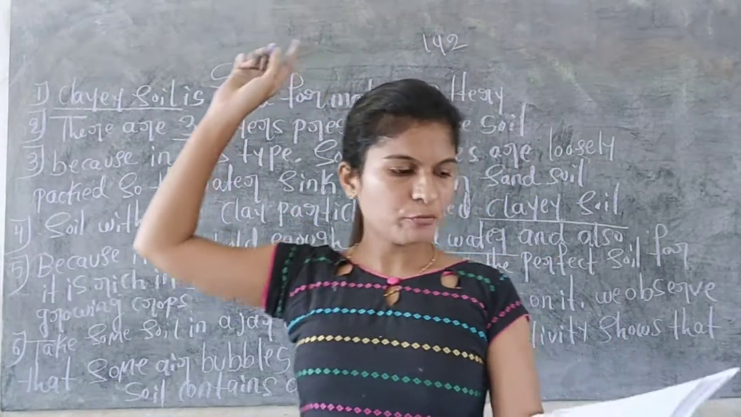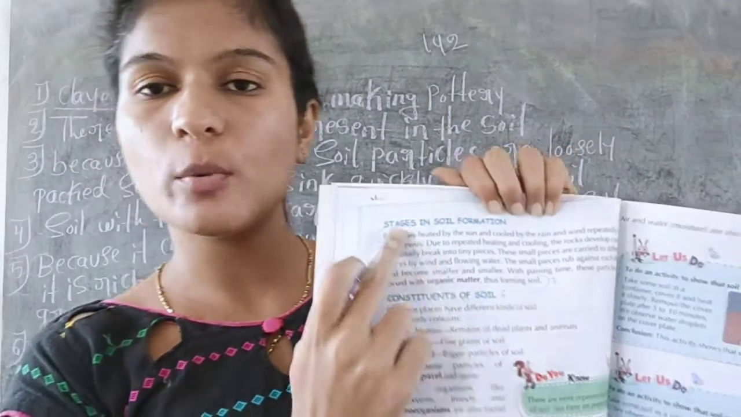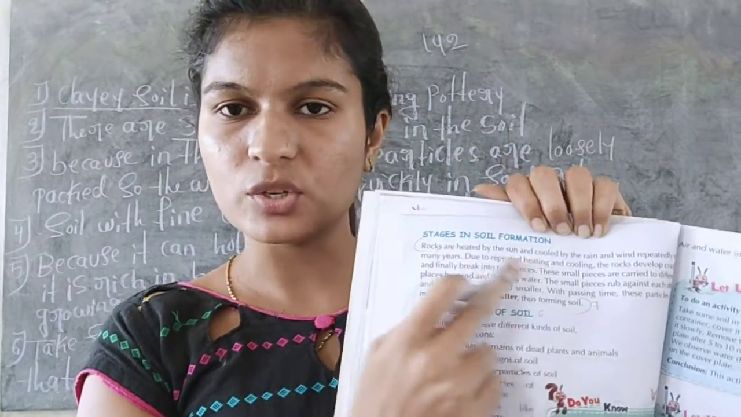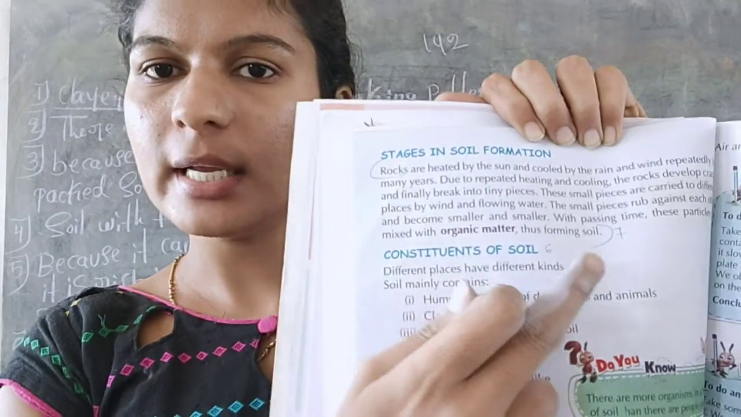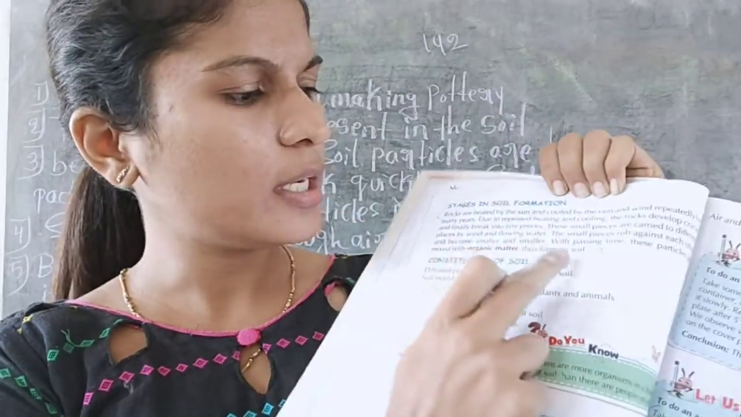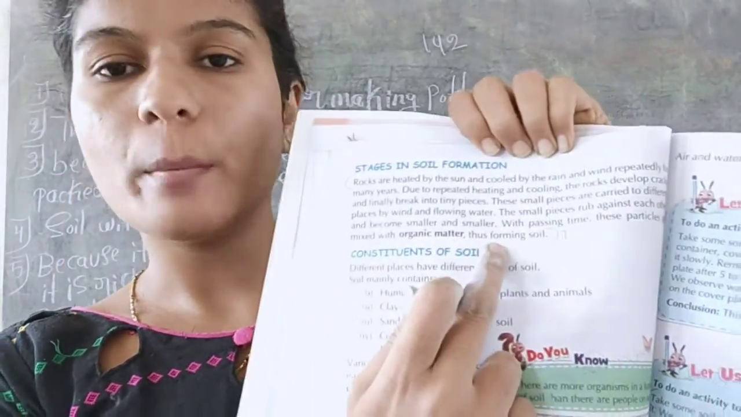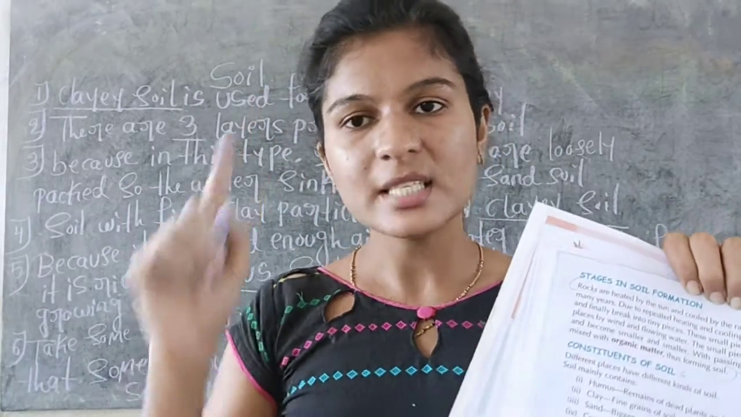On page number 142, see here, there is stages in soil formation. Stages in soil formation, from the beginning, from rocks, you have to write the answer until the last, forming soil. It is the answer for the seventh question.